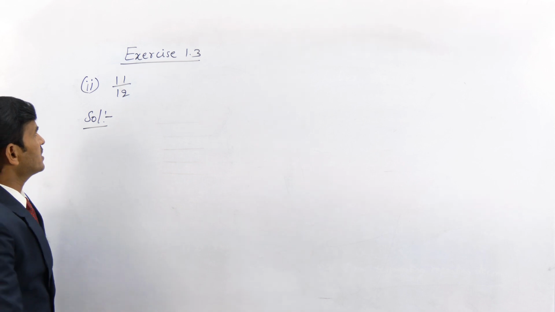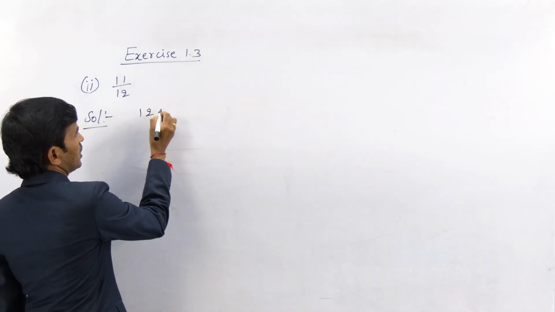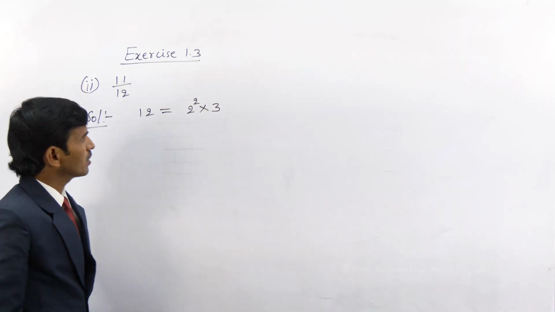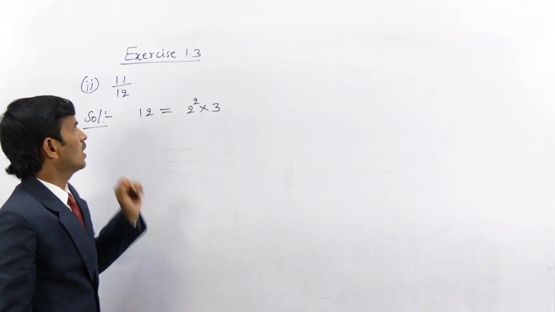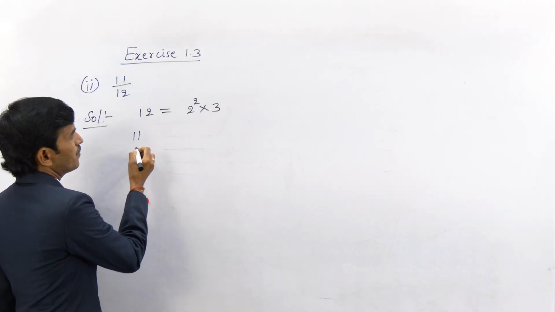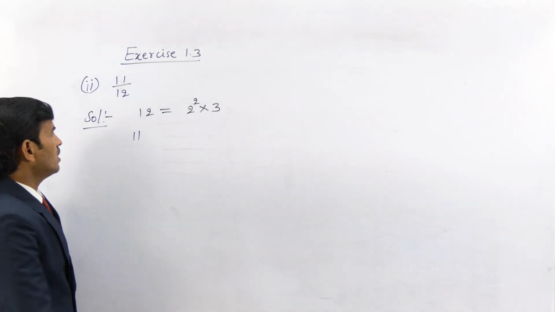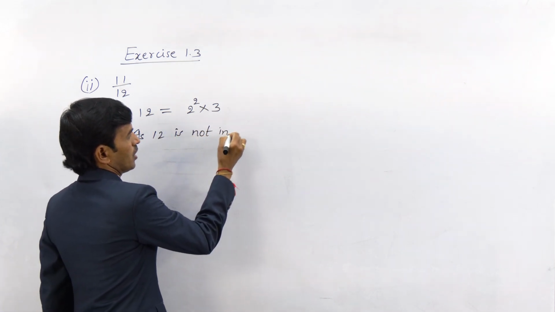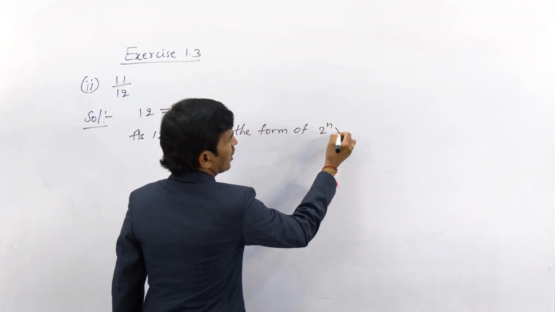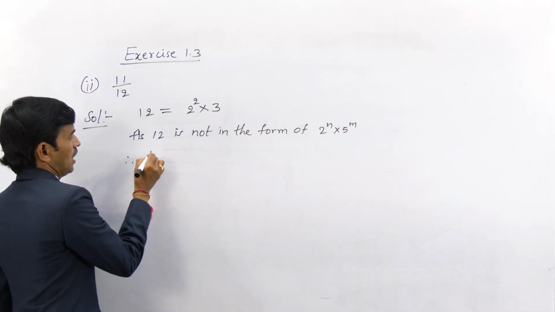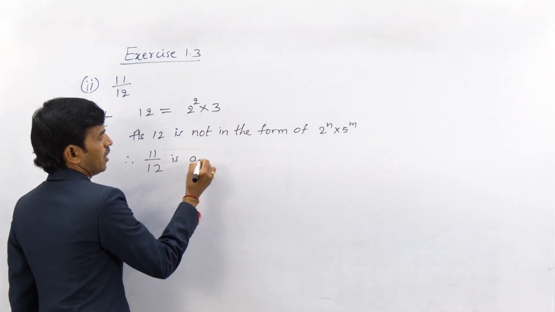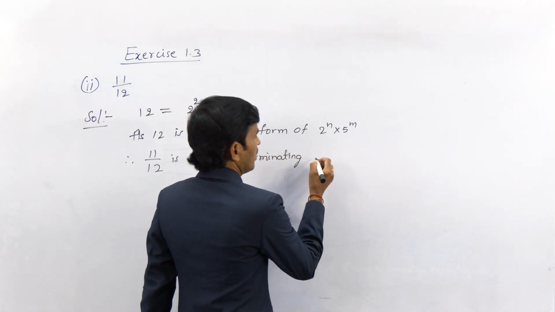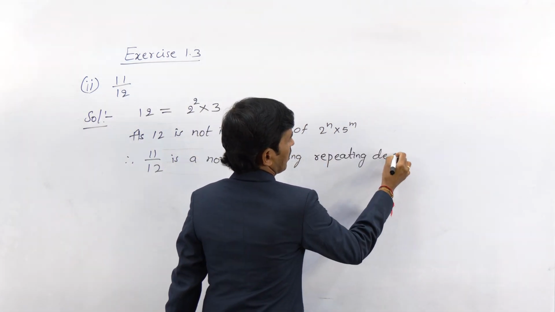The given rational number is 11 by 12, in which denominator 12 can be written by prime factorization as 2 square into 3. 2 squared is 4, 4 3s are 12, which is not in the form of 2 power n into 5 power m. Therefore 11 by 12 is a non-terminating repeating decimal.